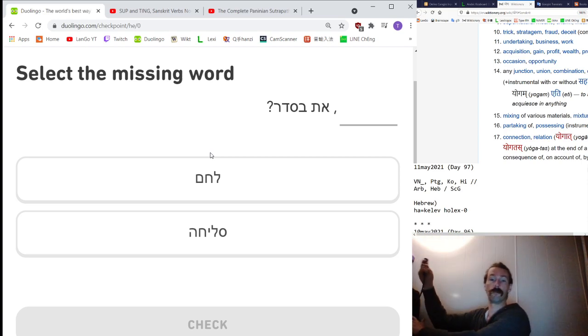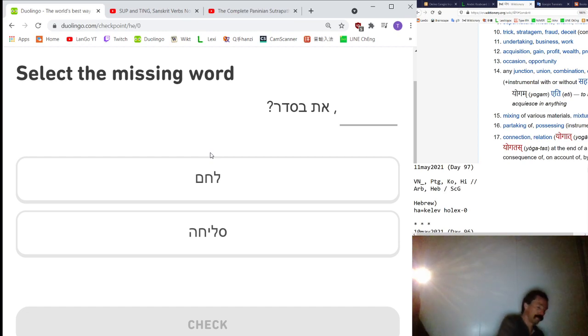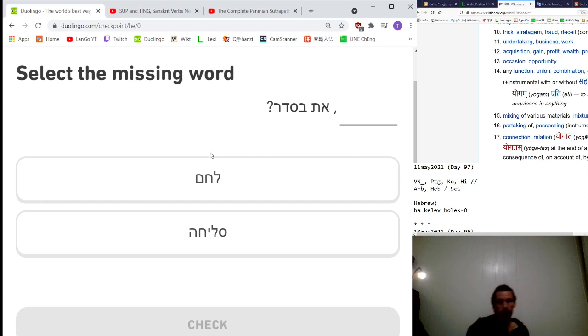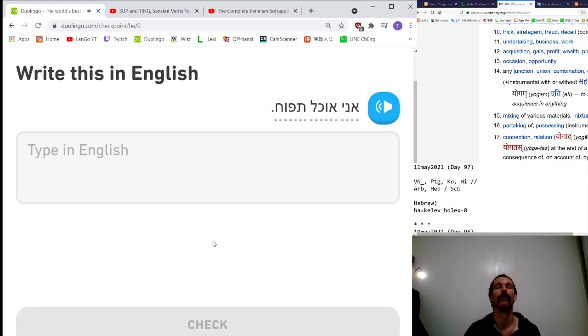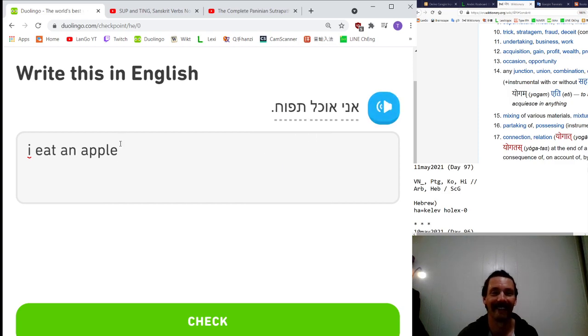At. Try this. At, what is it? Bester. Ani ochel tapuz. I eat an orange. Tapuach, this one's the apple. How can I remember that? The thing that distinguishes it is just that last letter. Ani ochel tapuach. It's just an apple, indefinite, unmarked apple.